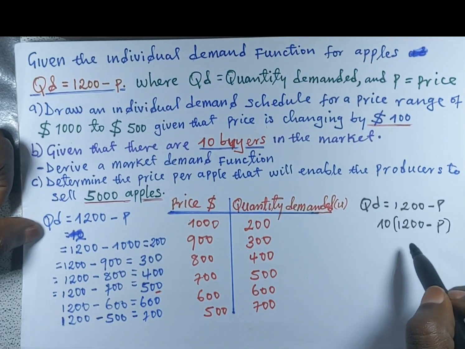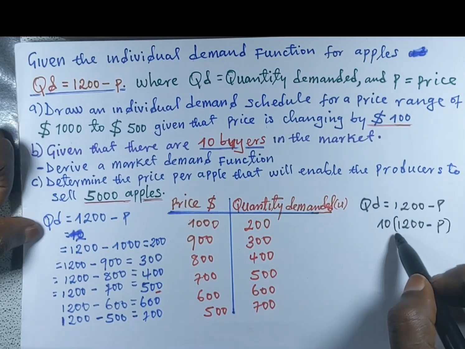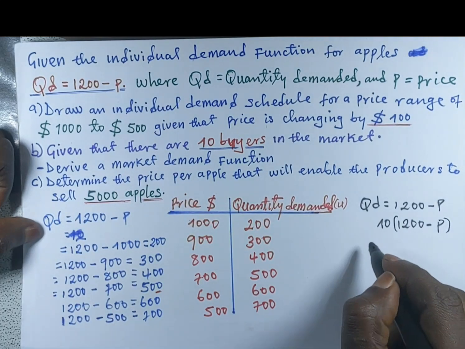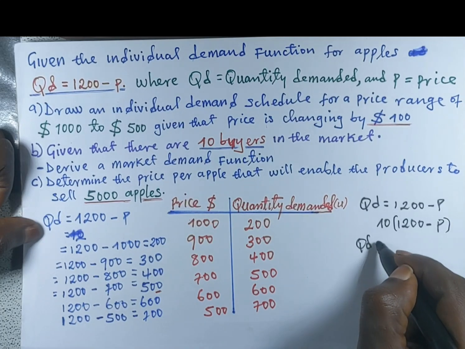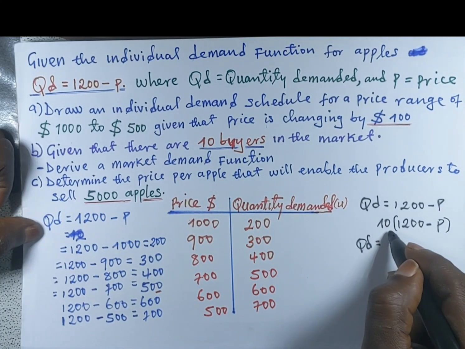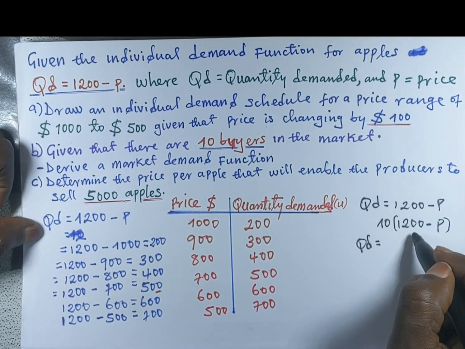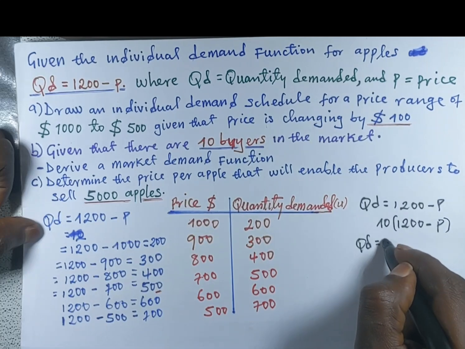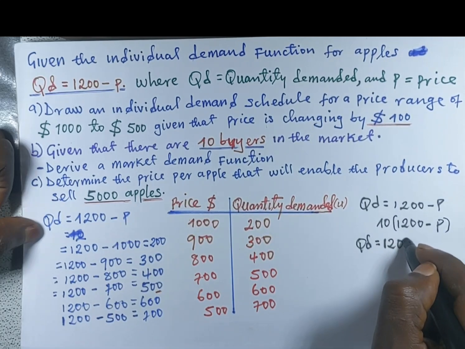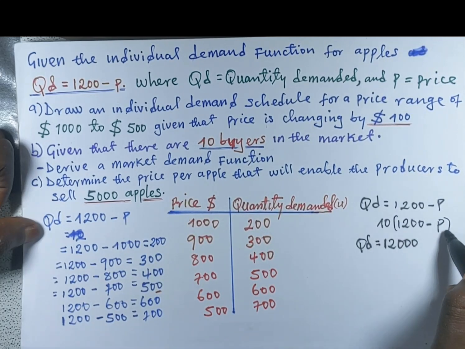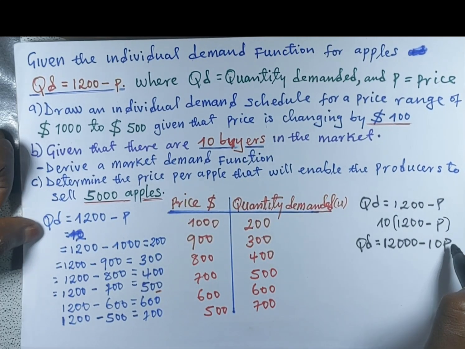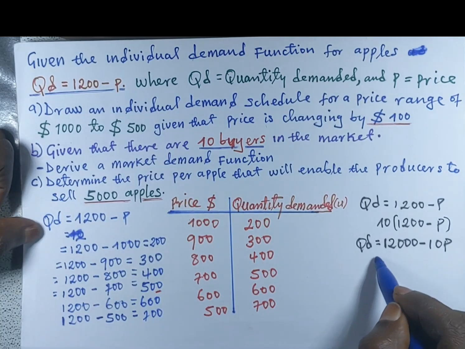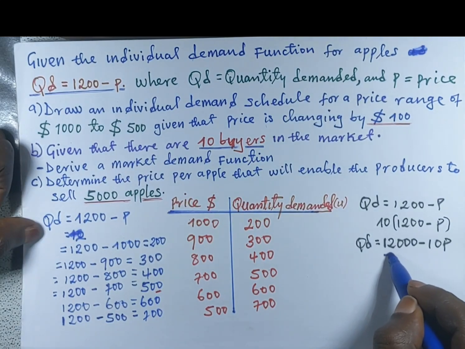So you need to know how to open the bracket. Opening the bracket, we are going to have QD, that is our market demand function, equal to 10 multiplied by 1200. We're going to have 12,000. Then 10 multiplied by minus P, we are going to have minus 10P. So this is our market demand function.